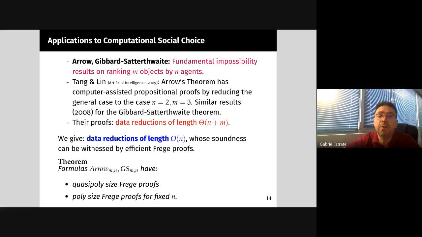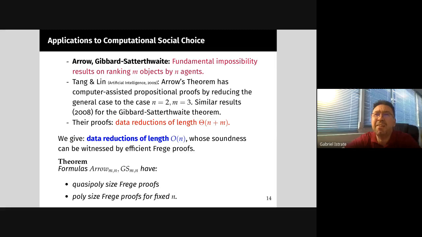Tang and Lin, who show that Arrow's theorem has computer-assisted propositional proofs, which basically reduce the general case N and M to one case of Arrow's theorem with N is 2 and M is 3. And something similar happens for the Gibbard-Satterthwaite theorem. Okay, so this is quite similar to what has happened in our case with the Kneser-Lovász theorem. So it motivated us to take a look at the proof complexity of proving the unsatisfiability of such formulas.